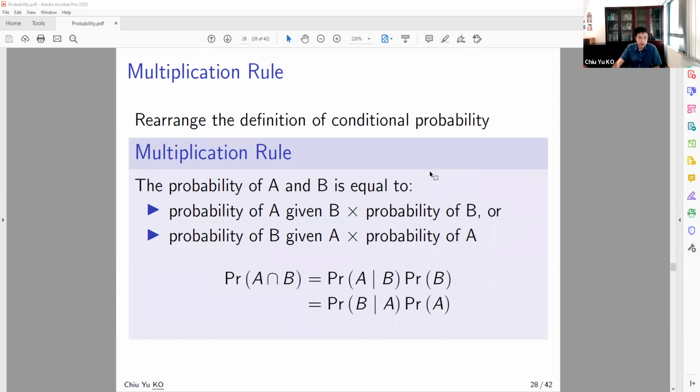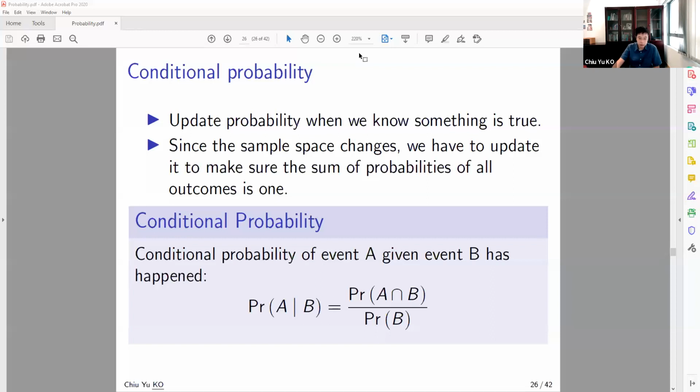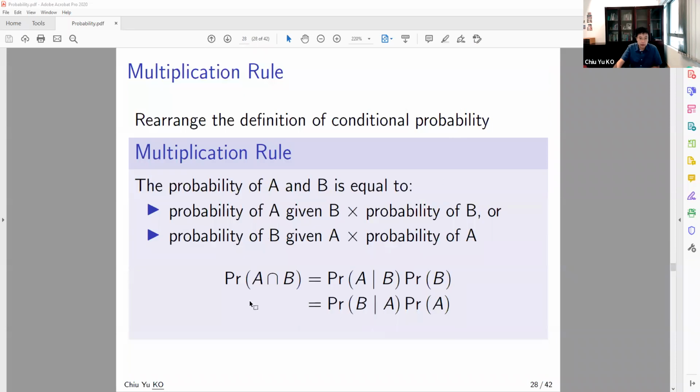So let's go back to the previous slide, this definition. What you're going to do is multiply both sides by probability of B, right? So it cancels out. That means the intersection can be written as probability B times probability A given B. So that is what the formula on this slide is. And A and B can be arbitrarily defined, right? So that means we can flip A and B. It doesn't really make a difference.